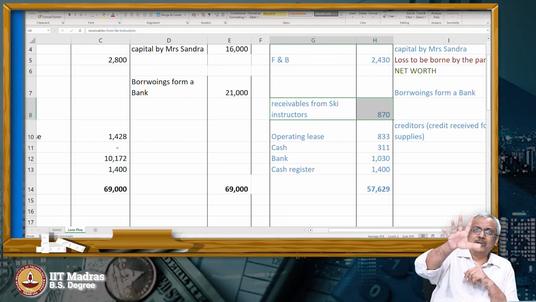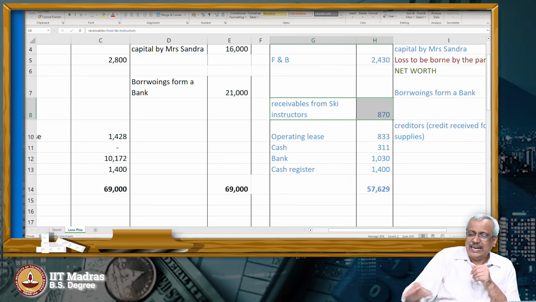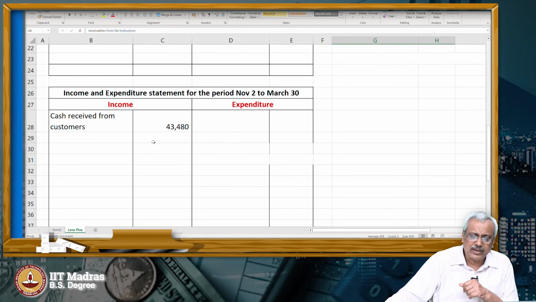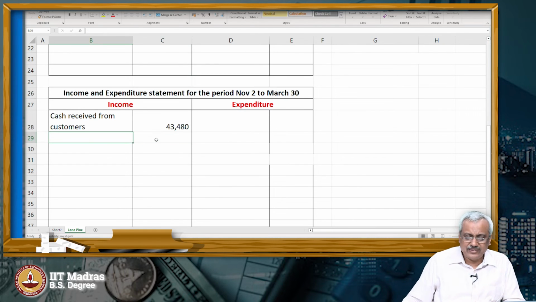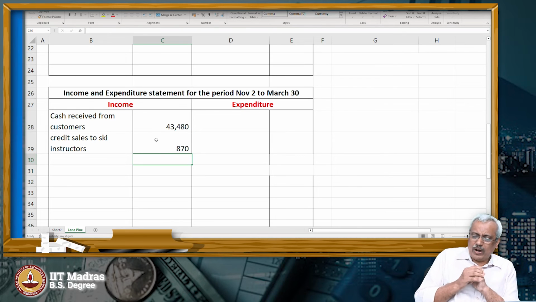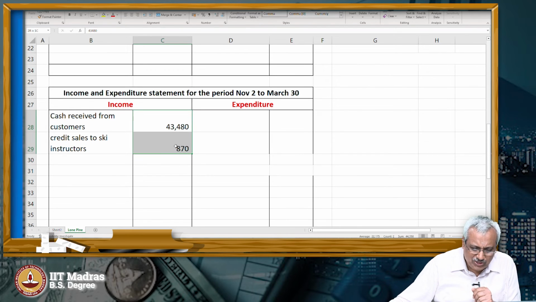But are you eligible to receive it? Yes, you are eligible to receive it because the ski instructors have used the facilities of the cafe and they owe the cafe $870. So, it is a revenue that is accrued during the period. That is what I will say, revenue from credit sales to ski instructors. Credit sales to ski instructors, how much is it? $870. So, what is my total revenue? My total revenue is these two put together.